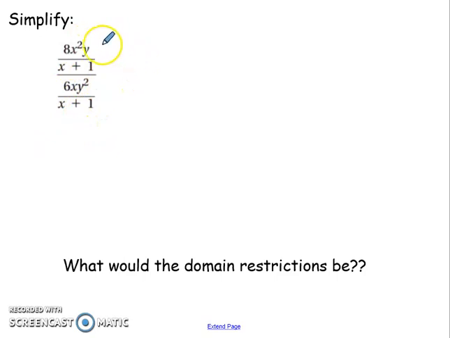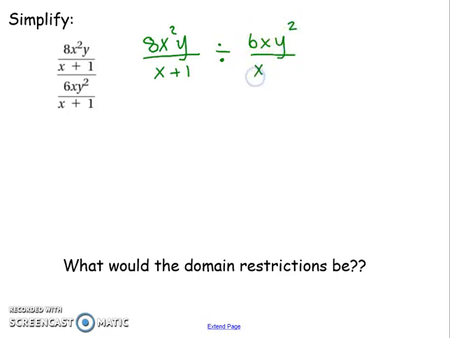So first thing that we'll do is rewrite this. So we have 8x squared y over x plus 1, and it's divided by 6xy squared over x plus 1. Since we have it written horizontally now, we can stay switch flip and change it to multiplication. Now, if you don't even want to write this step and you want to go right from the complex fraction to the multiplication, that's fine. You don't need to write it this way. I just want to show you where I'm getting things from.